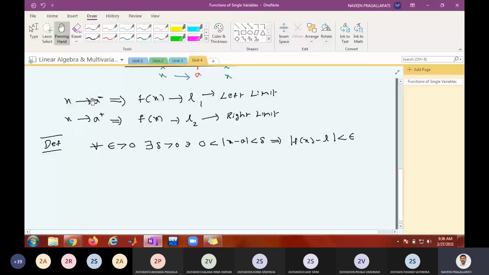So what do you mean by modulus of x minus a less than delta? Can you please tell me? a is here, x is here, and modulus of x minus a denotes the difference, right? So this difference or distance must be less than delta.